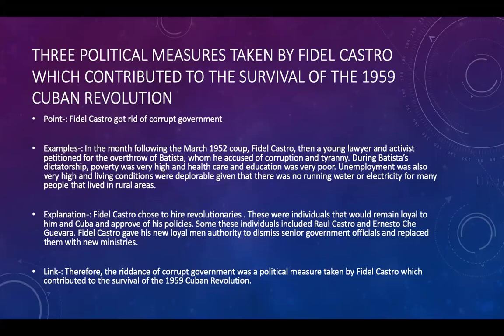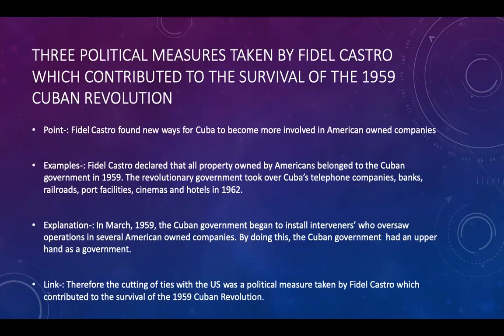For explanation, Fidel Castro chose to hire revolutionaries. These were individuals who would remain loyal to him and Cuba and approve of his policies. Some of these individuals included Raul Castro and Ernesto Che Guevara. Fidel Castro gave his new loyal men authority to dismiss senior government officials and replace them with new ministries. Link: therefore, the removal of the corrupt government was a political measure taken by Fidel Castro which contributed to the survival of the 1959 Cuban Revolution. All right, go ahead to your next point.